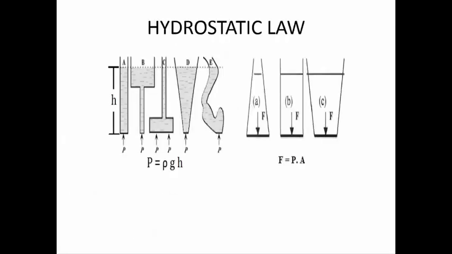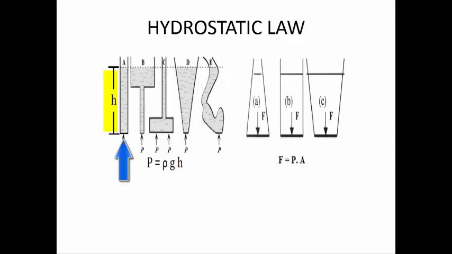So what does the hydrostatic law say? The hydrostatic law says that the pressure at any point inside the fluid is mainly dependent on the height of the liquid column present above it. It does not matter how much fluid is present; it is only dependent on the height of the liquid above that particular surface. Here you can see a liquid column of height h is present in all 5 cases A, B, C, D and E, but the amount of liquid present is completely different in each of the 5 cases.